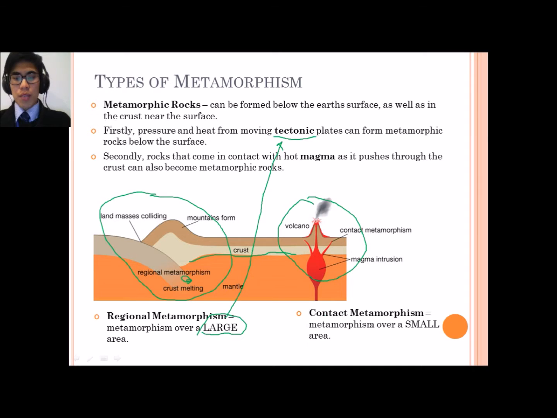Contact metamorphism is metamorphism over a small area, and this is when it comes in contact with the magma. So regional, think of large regions, with tectonic plates, and contact with small areas with magma.